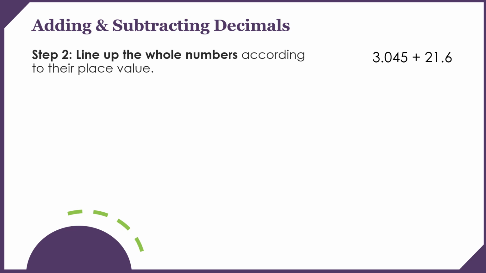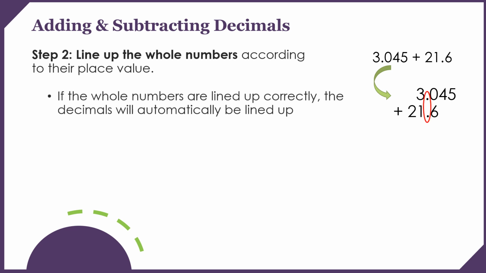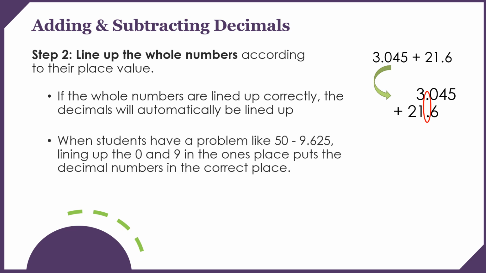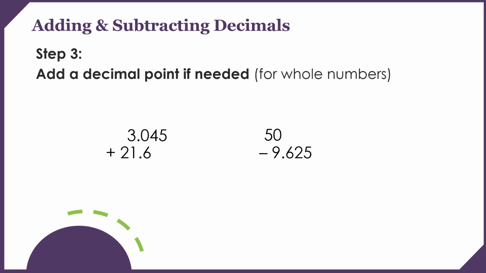And then to set up the problem, students line up the whole numbers according to their place values. So you have the ones place lined up with the ones place and the tens place with the tens place. And if those whole numbers are lined up correctly, the decimals will automatically be lined up. And then when students have a problem like 50 minus 9 and 625 thousandths, lining up the 0 and the 9 in the ones place will put the decimal numbers in the correct place. And it will make it more obvious where that new decimal point is going to go after the 50.